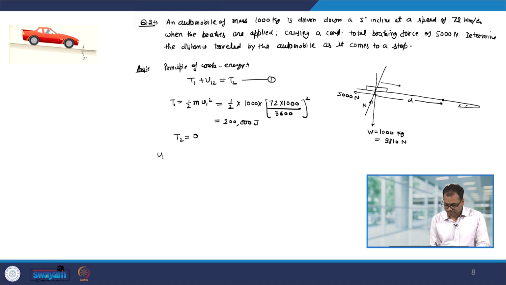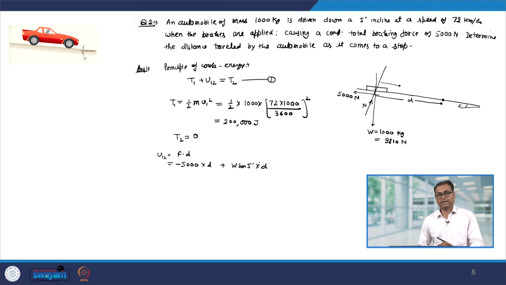Let us look at U12. U12 is F dot D, and the braking force of 5000 is acting over a distance of D. It will be minus because the force and the displacement are in opposite directions, plus we have the component of W along the inclination. So, it will be W sine 5 degree multiplied by the distance d. So, this comes out to be minus 5000 d plus W, which is 9810, sine 5 degree into d, and we know the value of sine 5 degree. We put it here, then you get minus 4145 d.